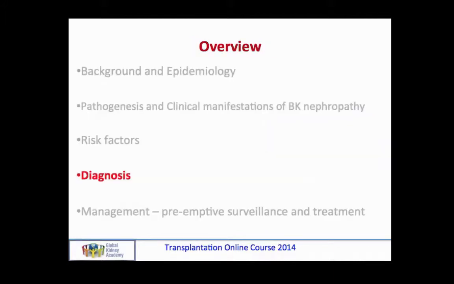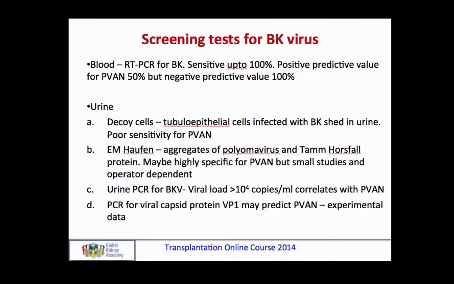So how do we diagnose BK polyoma virus nephropathy and BK viuria and viremia? Well, first of all, you can screen for the BK virus, and you can screen in the blood or the urine. Screening in the blood is usually done by doing RT-PCR for the virus itself, and that's pretty sensitive and can detect the virus pretty well.